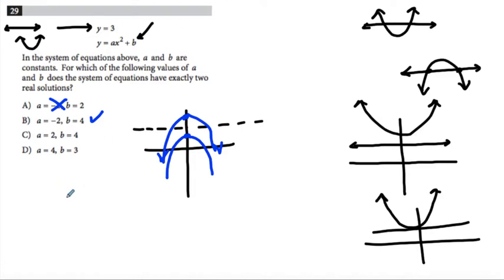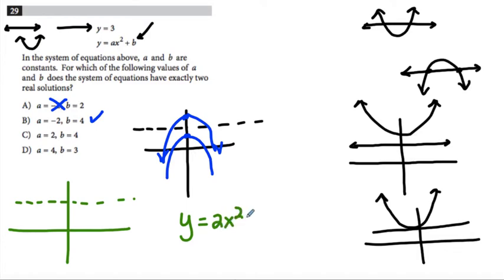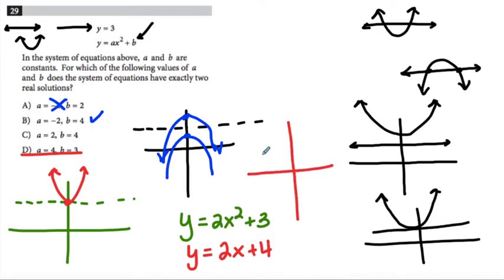But in thinking about this even further, like look at this. B is 3 and A is 4. So my Y-intercept is 3, if you plug them in. My Y-intercept is 3, so I'm actually right here, and I'm opening up, and it's just wider. So that's actually going to have one solution. And then A is 2 and B is 4. That's going to give me Y equals 2x squared plus 4. My Y-intercept is actually above that line. It's up here at 4. And so that wouldn't work. So B is my answer.